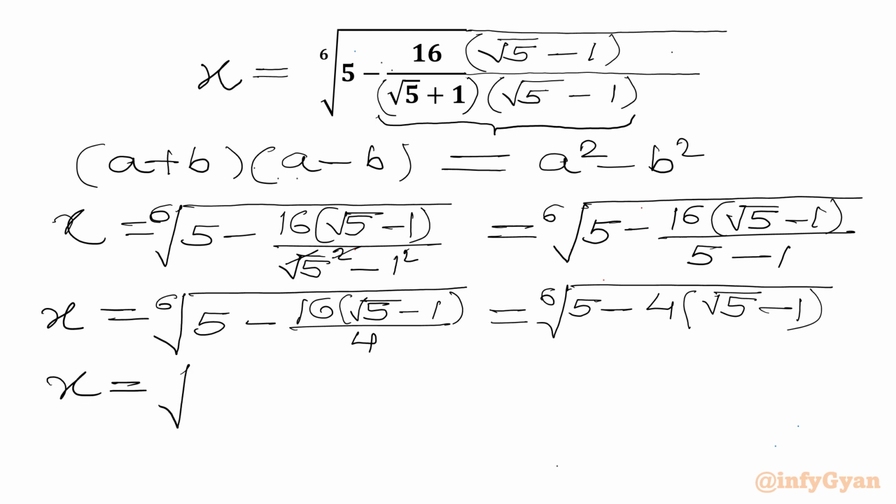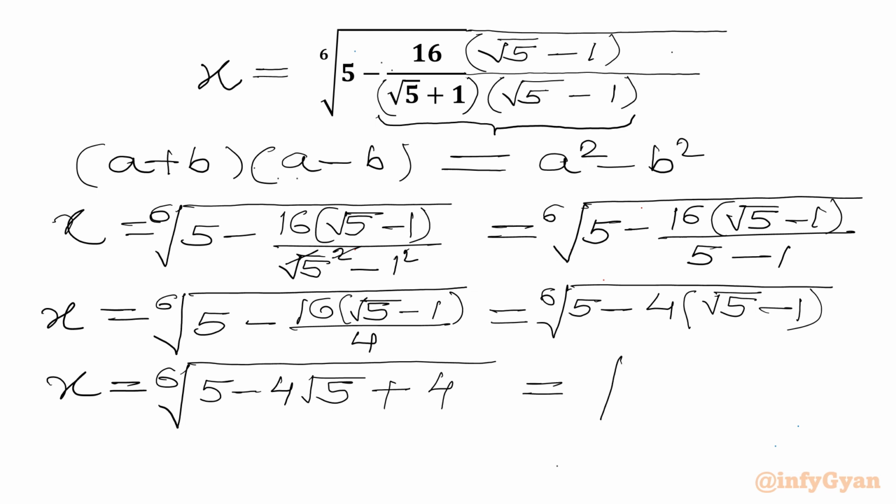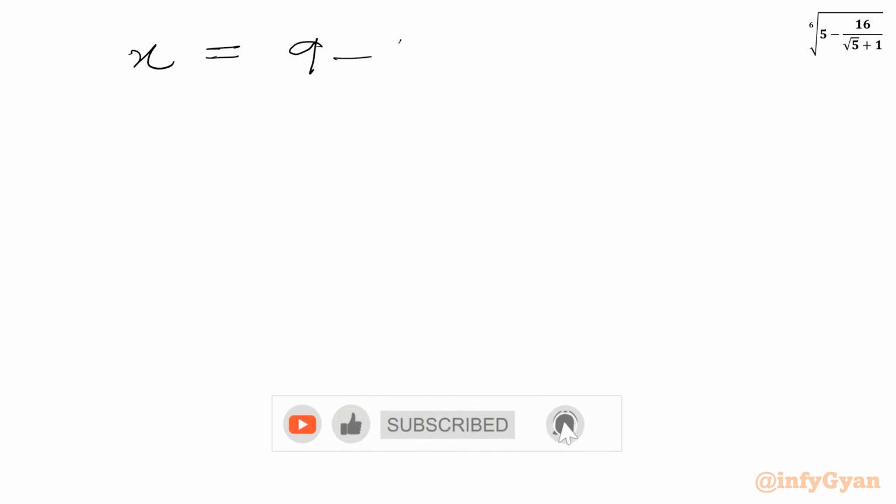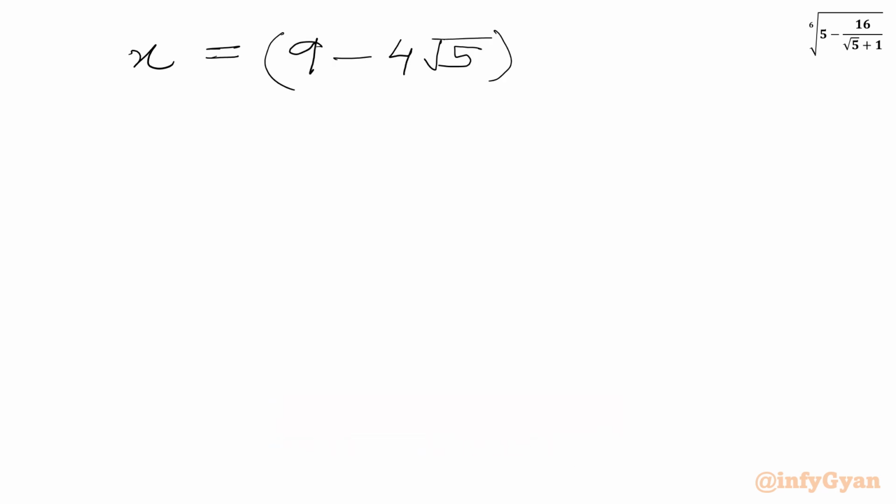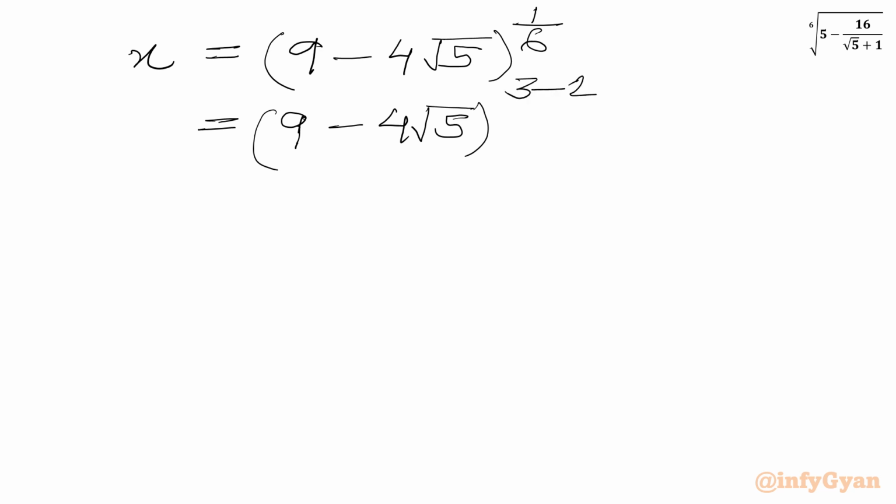So x will be equal to 6th root of 5 minus 4 root 5 plus 4, which will be equal to 6th root of 9 minus 4 square root 5. This is our x so far. We can write x in the form of rational power. So I will be writing 9 minus 4 square root 5 with power 1 over 6. The 1 we can write as 3 minus 2, and the denominator 6 we can write as 3 times 2.